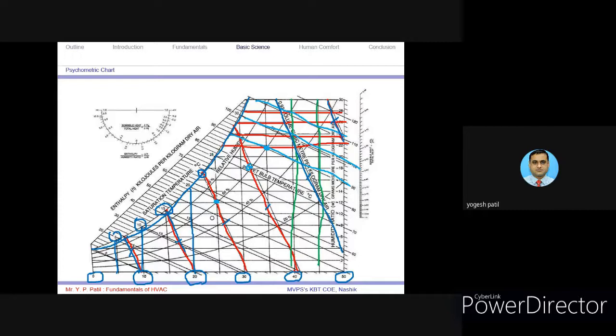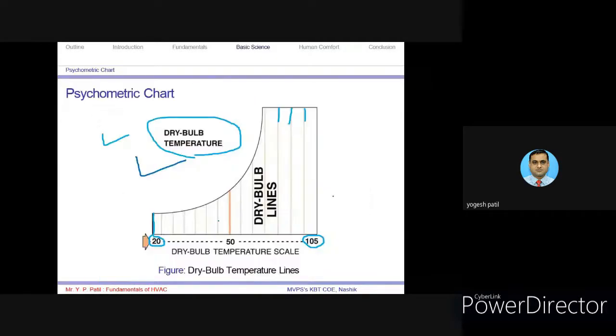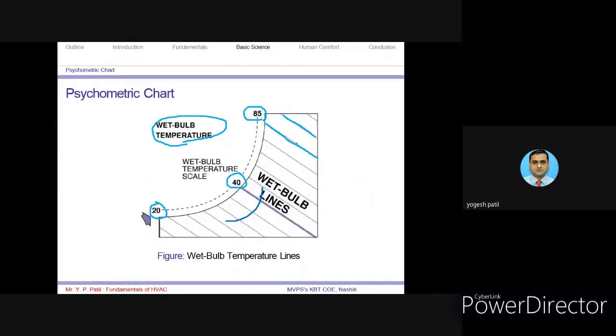Now you can see this is close to 30. This is 25 here, but this particular line is close to 30, so it will not be exactly 27.5, but it will be greater than 27.5. In this way we have to interpret all such values. So all these lines indicate the wet bulb temperature. Again I repeat it, wet bulb temperature.